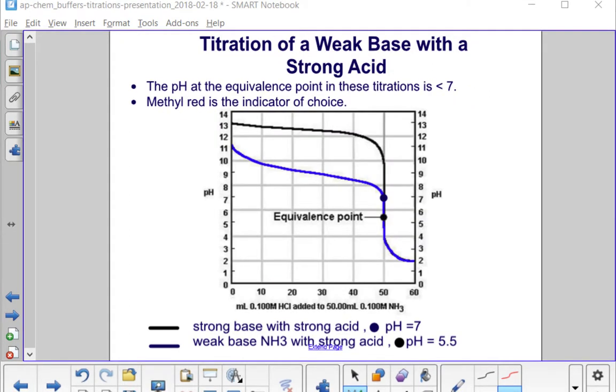Okay, what if I titrate a weak base with a strong acid? This is what you might expect to see in blue as a titration curve. So in black is a strong base and strong acid, where our equivalence point is a pH of 7, as we know. If I start with a weak base, I have a slightly less basic pH to start with. Again, that slight decrease, and then at the equivalence point, this big jump. And here's my equivalence point, where the pH is less than 7, so slightly acidic.